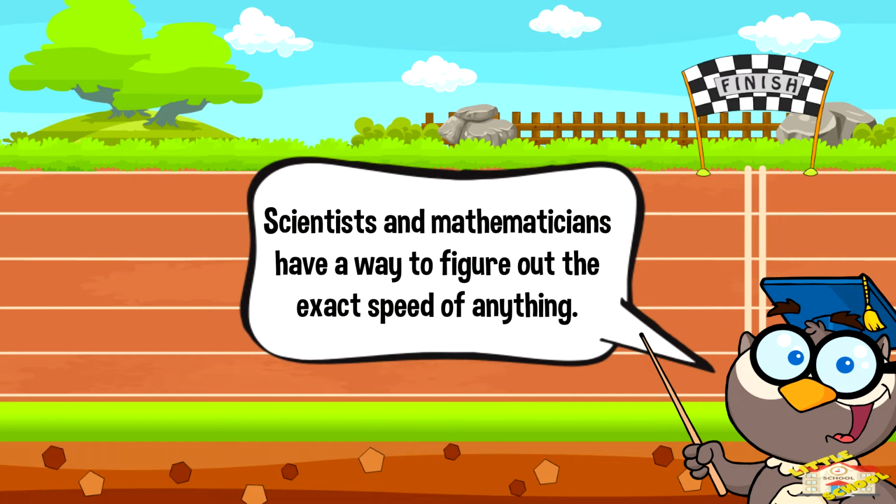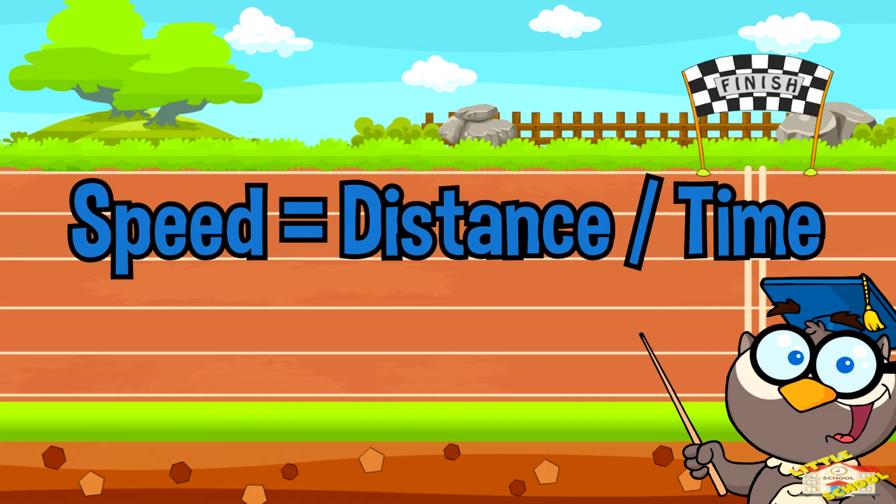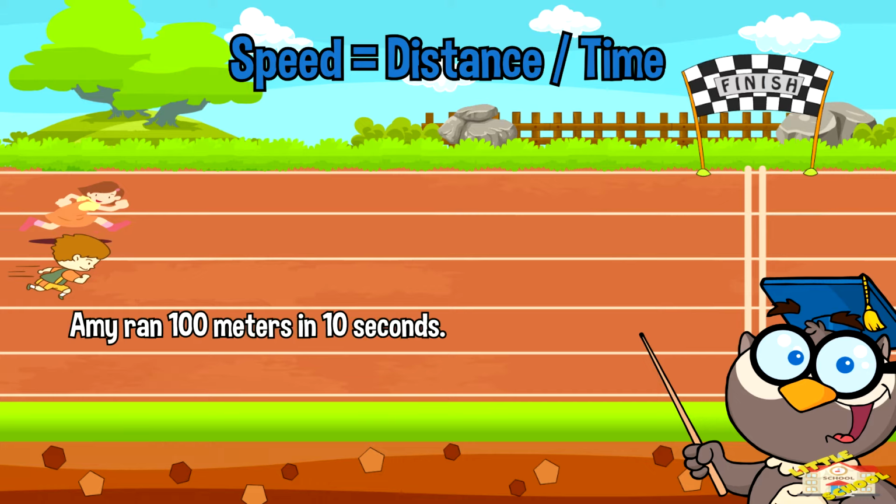Scientists and mathematicians have a way to figure out the exact speed of anything. They use a simple formula. Speed equals distance divided by time. This means that to calculate speed, you divide the distance the object traveled by the time it took to travel that distance. So, if Amy ran 100 meters in 10 seconds, her speed would be 100 meters divided by 10 seconds, which equals 10 meters per second.